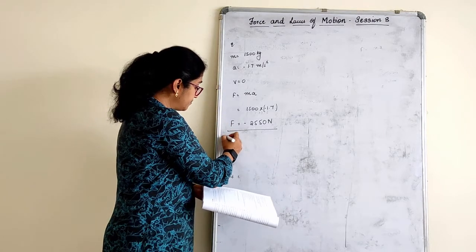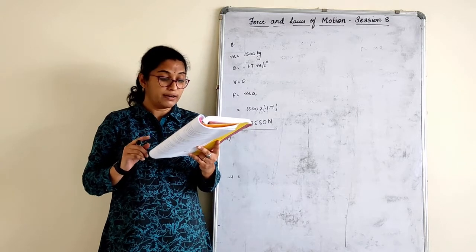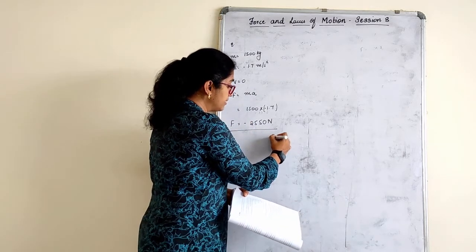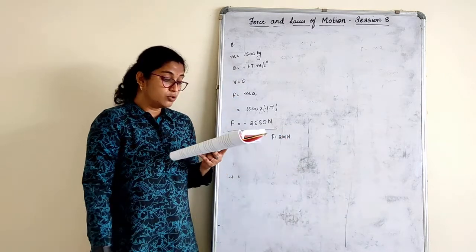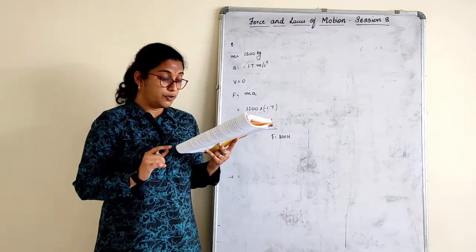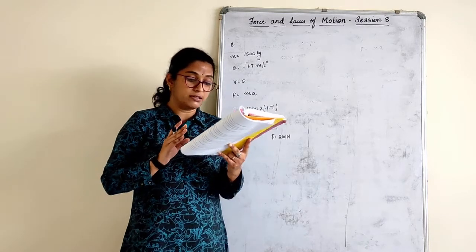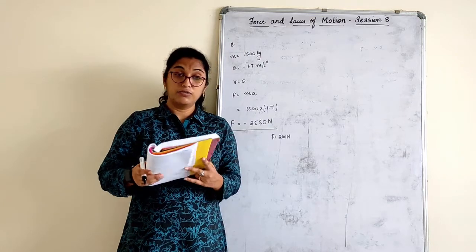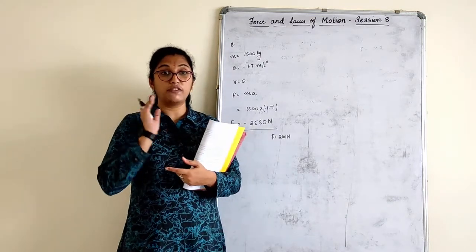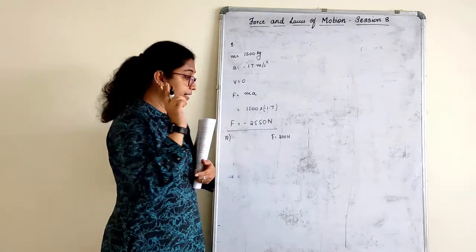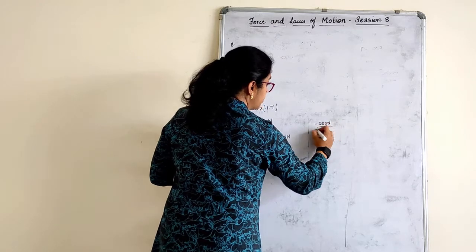10th one. Using a horizontal force of 200 Newton, we intend to move a wooden cabinet across the floor at a constant velocity. What is the frictional force that will be exerted on the cabinet? So you can write the answer: minus 200 Newton will be the frictional force applied on the cabinet. That is one type of answer.